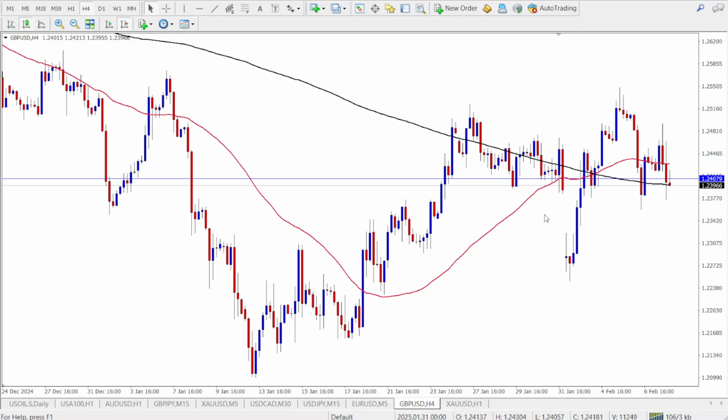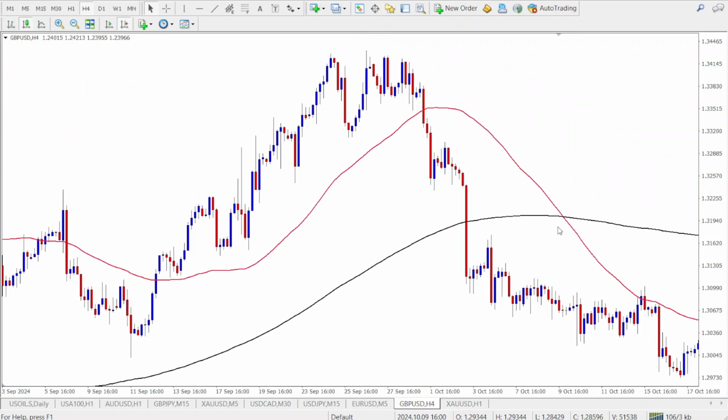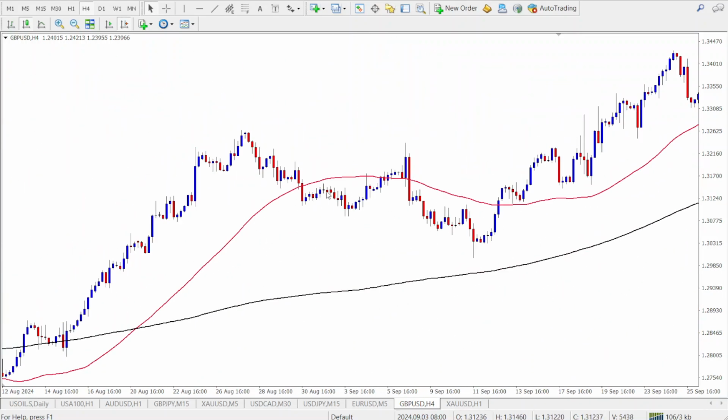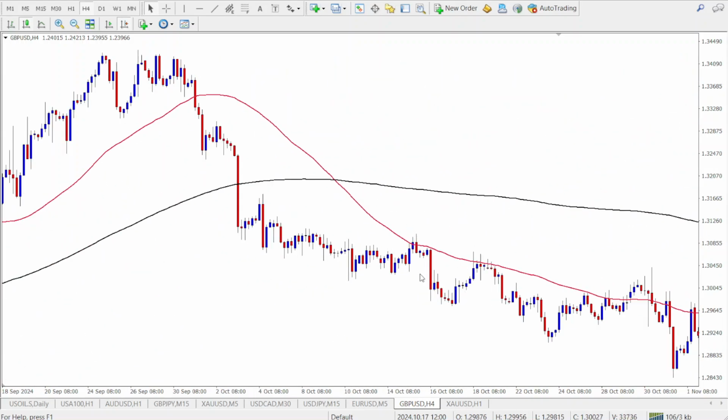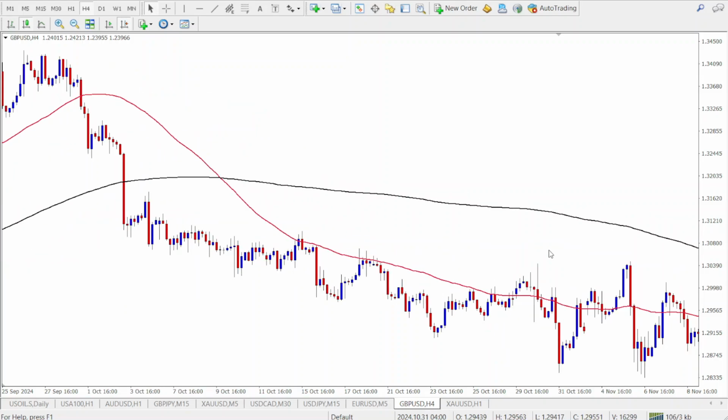The first step is to identify the market trend. When the 50 period SMA is above the 200 period SMA, the market is in an uptrend, so you should be looking for buying opportunities. Then when the 50 period SMA is below the 200 period SMA, the market is in a downtrend. You should be looking for sell opportunities.